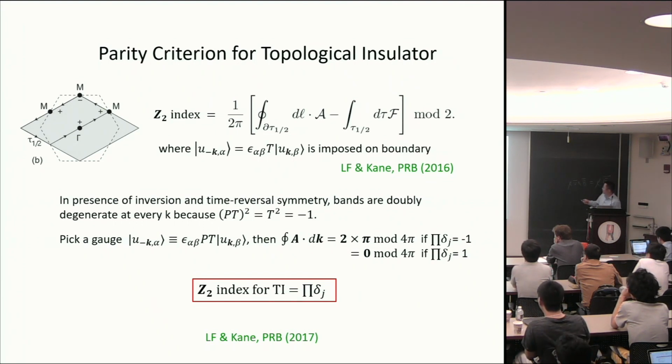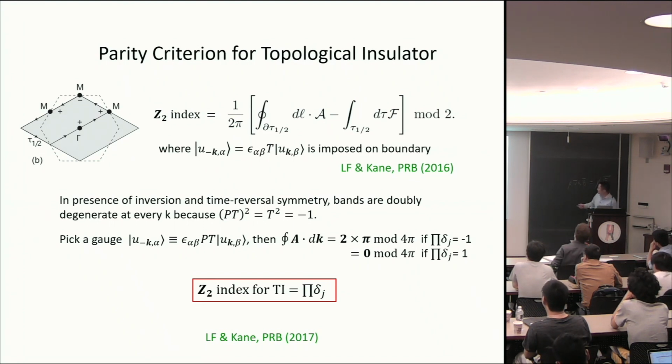Now, in this formula, you might think that by Stokes' theorem, this has to vanish, right? The integral of Berry curvature over a region is exactly equal to the Berry phase around the boundary. But this formula is used under the following condition, that we have to choose states at k and minus k according to the time-reversed condition. The states at k and minus k have to form time-reversed pairs. So under this condition, this quantity in the bracket is gauge invariant mod 2. Okay, so this quantity mod 2 is a Z2 index.